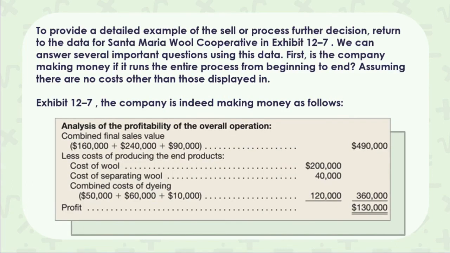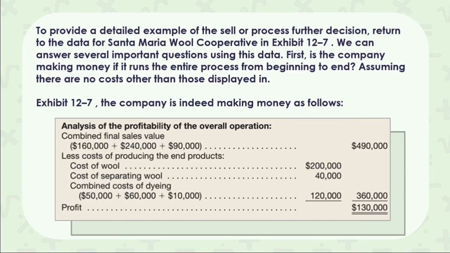To provide a detailed example of the sell or process further decision, return to the data for Santa Maria Wool Cooperative as shown in Exhibit 12-7. We can answer several questions using this data. First, is the company making money if it runs the entire process from beginning to end, assuming that there are no costs other than those displayed?